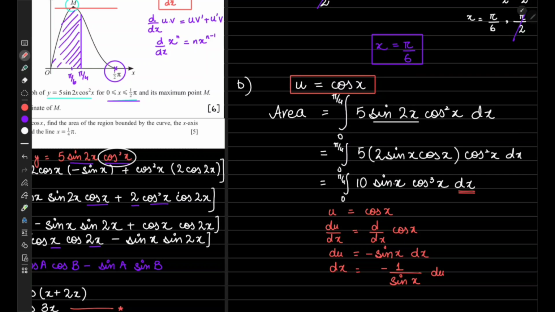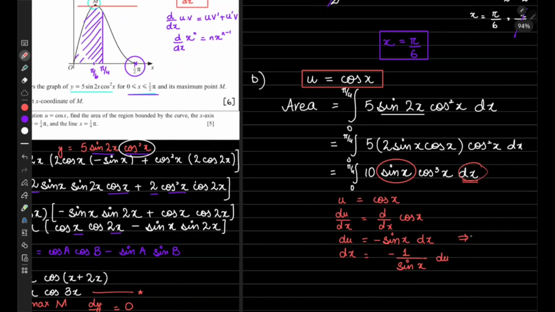You can do it in this way, or this whole sine x times dx is giving you minus du. This is one more variation. You can substitute it any way. So minus du equals sine x dx, or when you substitute this dx in place of this, sine x will be cancelled, so eventually you will get minus du. Both ways are correct, whichever is better for you in that particular question.